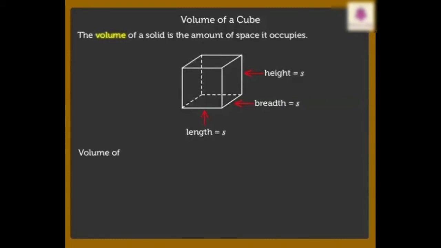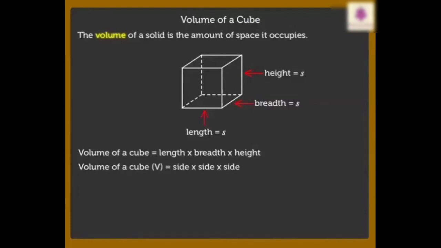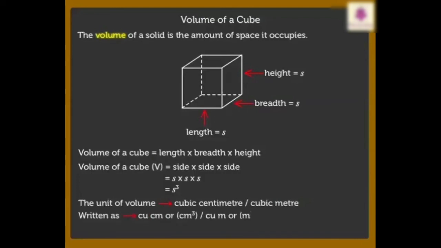We get the volume of a cube by multiplying its length, breadth and height. Thus, volume of a cube is equal to side into side into side, which is equal to S into S into S is equal to S cubed. The unit of volume is cubic centimeter or cubic meter. We write it as shown.